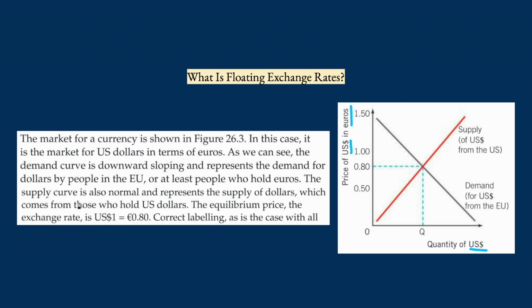So the supply curve here is also normal, meaning it has a gradient of 1-to-1, meaning that it's not either incredibly elastic or incredibly inelastic, and represents the supply of dollars, which comes from those who hold US dollars. So again, the supply of US dollars comes from both the US and people who hold US dollars outside the US. Now, to begin with the equilibrium price, the exchange rate here is shown with equilibrium quantity at Q and equilibrium price at where 1 US dollar equals 80, it says it right here, but I'm just going to write it again, 80 euros in the EU.